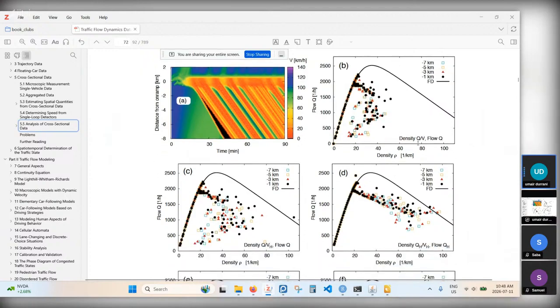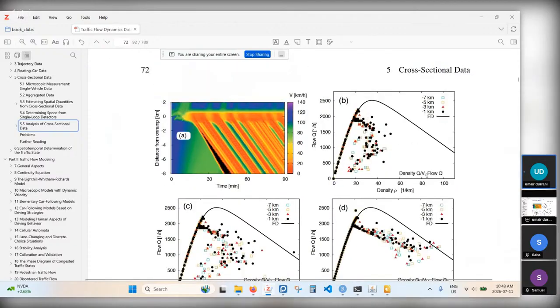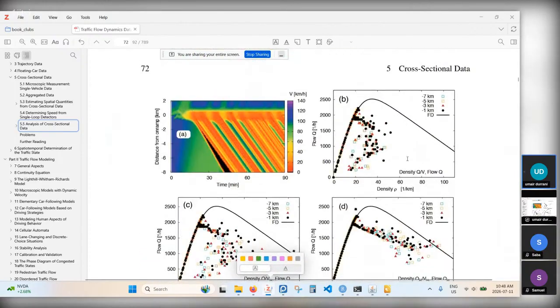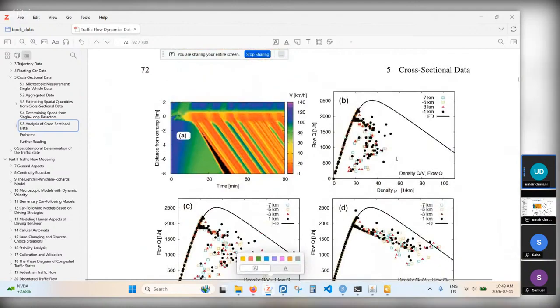The first one here is using the formula of flow of 1 divided by the average of time headways. That's the formula of the flow that is used on the y-axis here, and on the x-axis we have density, which is estimated using Q over V right here, right? So the flow is defined like this. So that's the plot, right? So what do we see here?